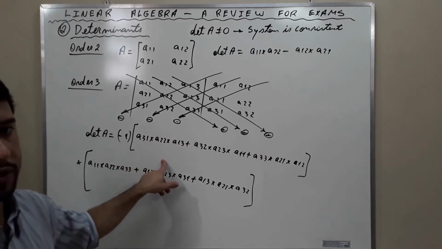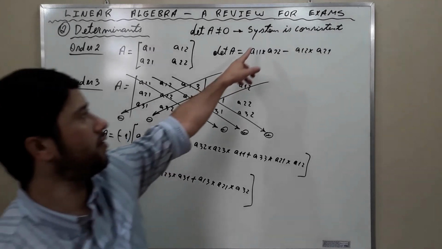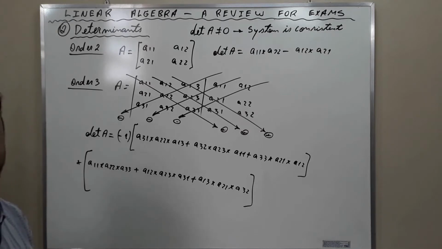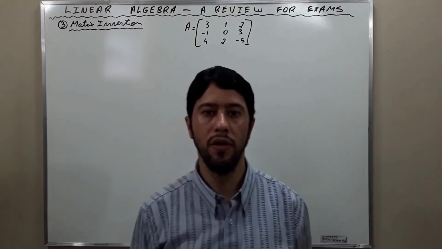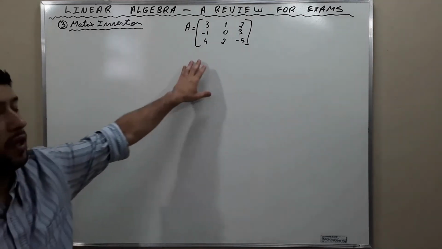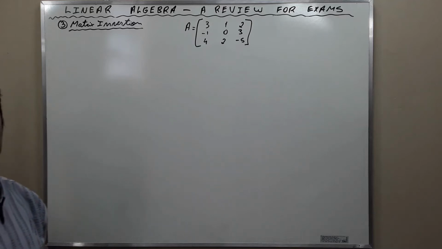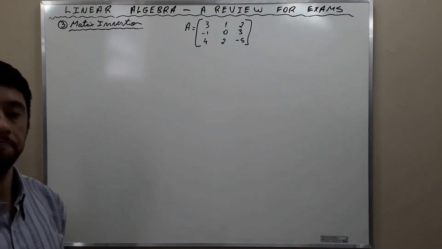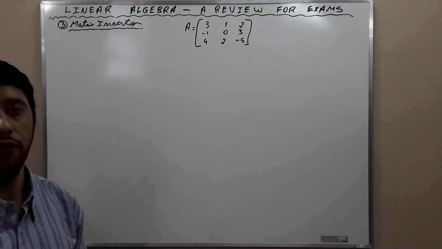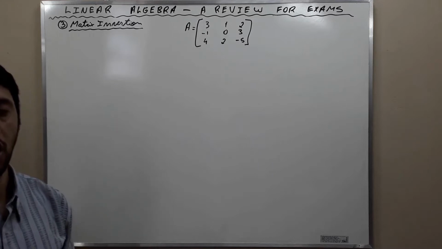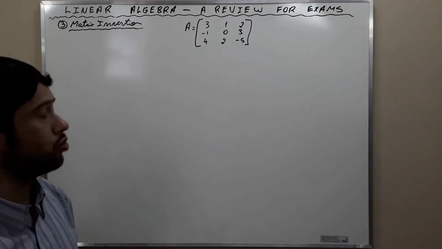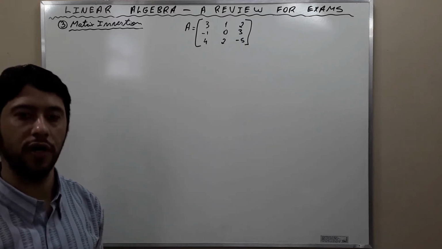And if the determinant is non-zero, then we know that the system that this matrix represents is consistent and thus has a possible solution. Okay? Topic number 3, matrix inversion. Given this matrix, matrix A, state whether A is invertible or not. And if yes, find its inverse. Alright, my friends, this is the exercise that we are going to solve to demonstrate how to invert a matrix.